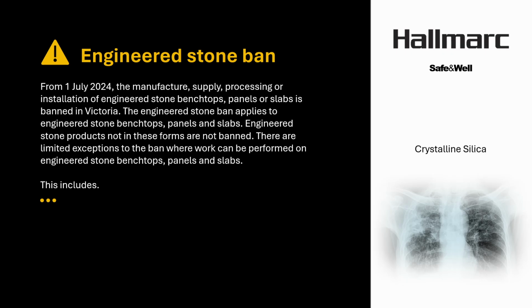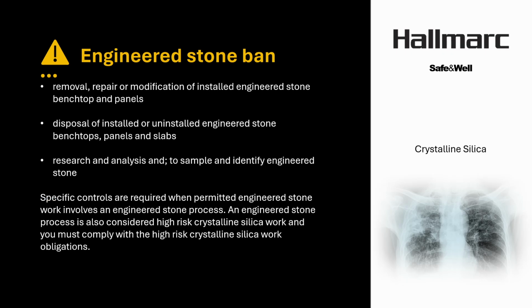This includes the removal, repair or modification of installed engineered stone benchtops and panels. Disposal of installed or uninstalled engineered stone benchtops, panels and slabs. Research and analysis, and to sample and identify engineered stone. Specific controls are required when permitted engineered stone work involves an engineered stone process. An engineered stone process is also considered high-risk crystalline silica work, and you must comply with the high-risk crystalline silica work obligations.